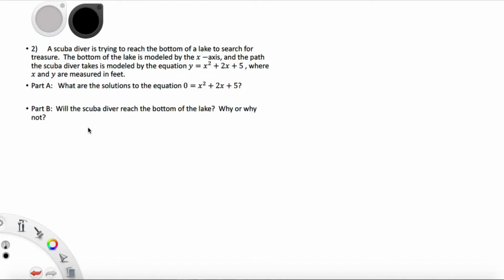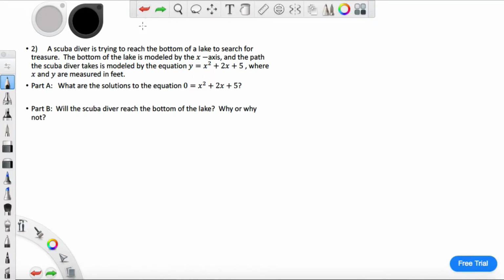Okay, so we've got a little word problem today. A scuba diver is trying to reach the bottom of a lake to search for treasure. The bottom of the lake is modeled by the x-axis, and the path the scuba diver takes is modeled by the equation y equals x squared plus 2x plus 5, where x and y are measured in feet. Part A. What are the solutions to the equation 0 equals x squared plus 2x plus 5? And part B. Will the scuba diver reach the bottom of the lake?